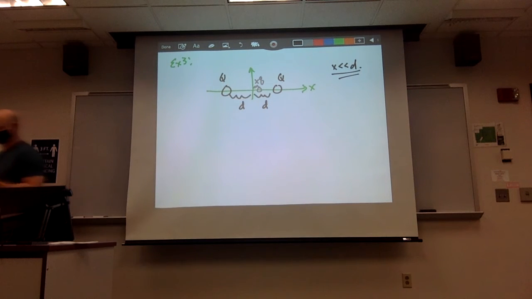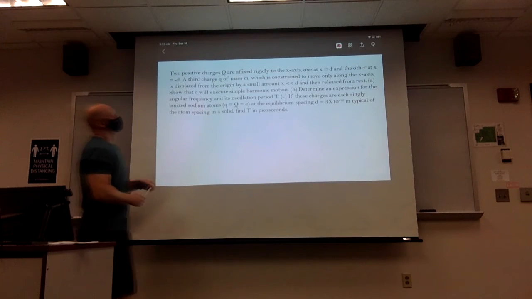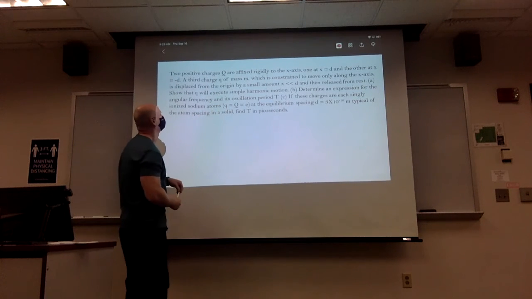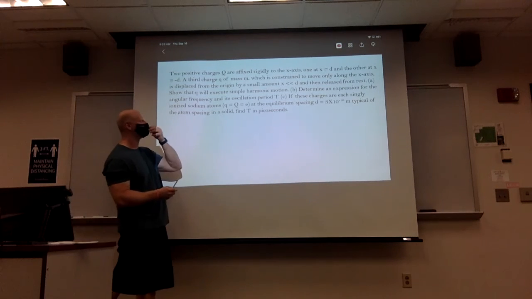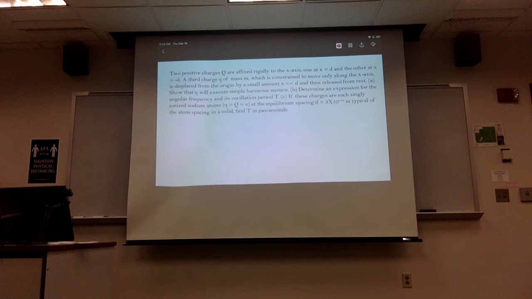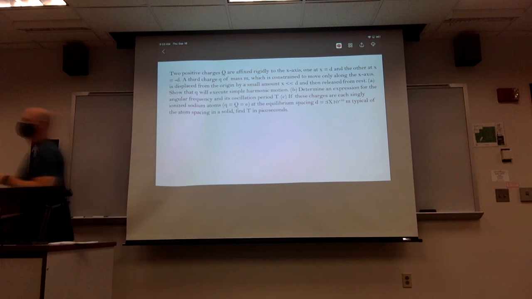What I want to know then is, going back to my question, what's the period? What is the period of this simple harmonic oscillation? And then finally, I'm going to take that all Q's are equal. So this is an ionized sodium atom where all of these particles are simply electrons. And that the spacing is equal to what? 3 angstroms. So 10 to the minus 10 meters is what we call an angstrom, which is the typical size of spacing in a solid. And then find the period in what's called picoseconds.